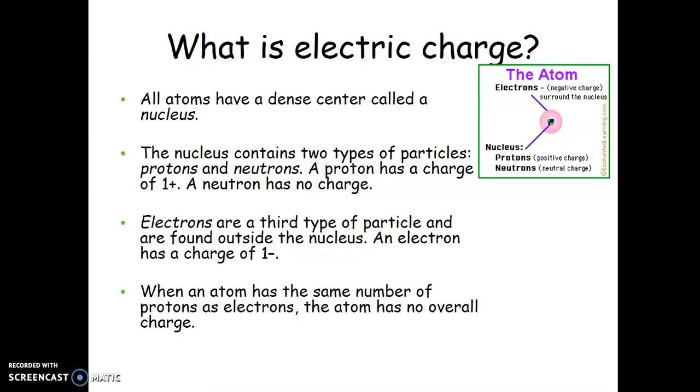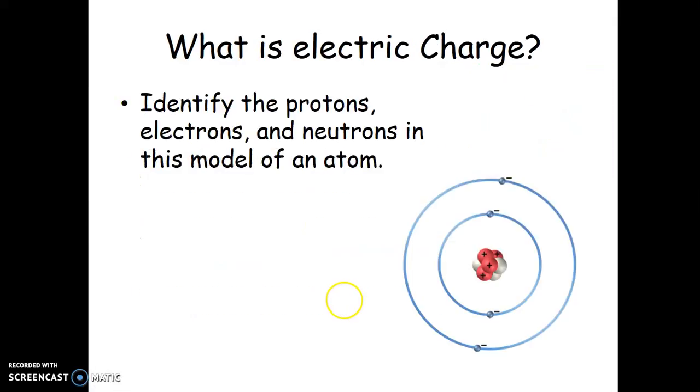All atoms have a dense center, which we call the nucleus. Nice review. There's the nucleus. The nucleus contains two types of particles. We said protons and neutrons. A proton, as you should all know, has a positive charge. A neutron has no charge. Electrons are the third type of particle and have a negative charge, so a charge of -1. When an atom has the same number of protons and electrons, it's overall neutral, with no charge. Let's identify the protons and neutrons in this model, just as a quick review. These are the electrons. The positives are the protons, and these little white particles with no charge are the neutrons.